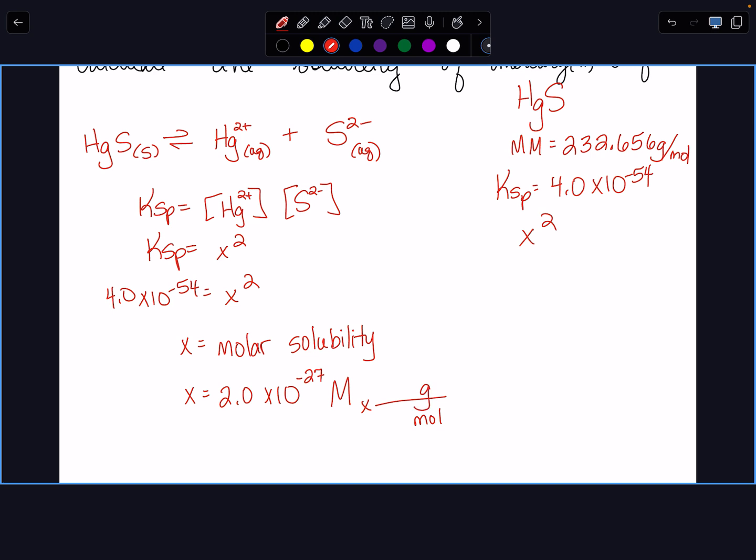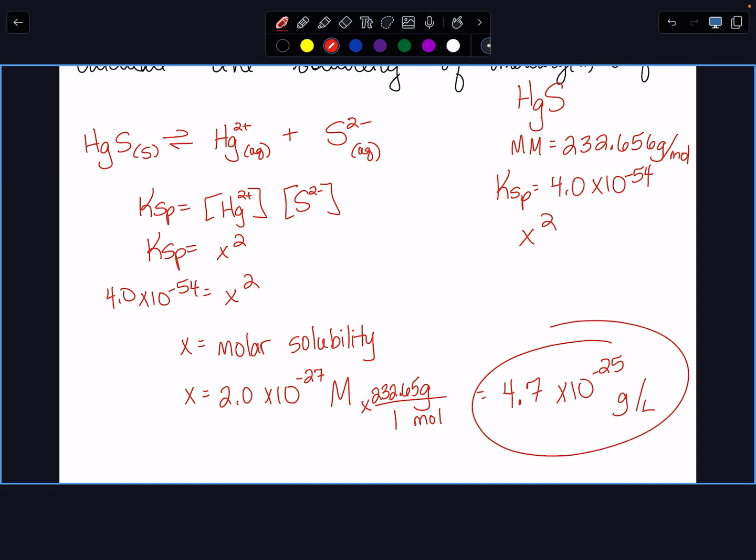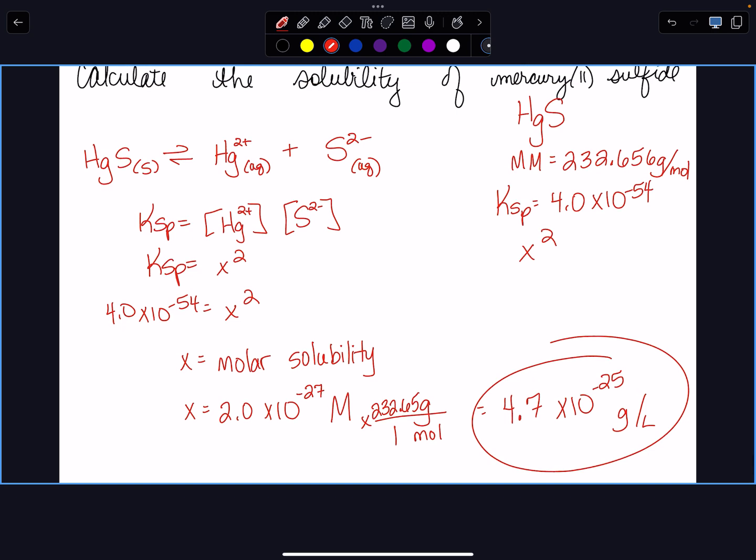Moles to grams, right? Don't I need to multiply it by the molar mass, which y'all said is 232.656. And so the solubility is, we'll go 4.7 times 10 to the minus 25 grams per liter. Is that what you got? Okay, that's it. That is what we were doing, guess it's been a week ago now.